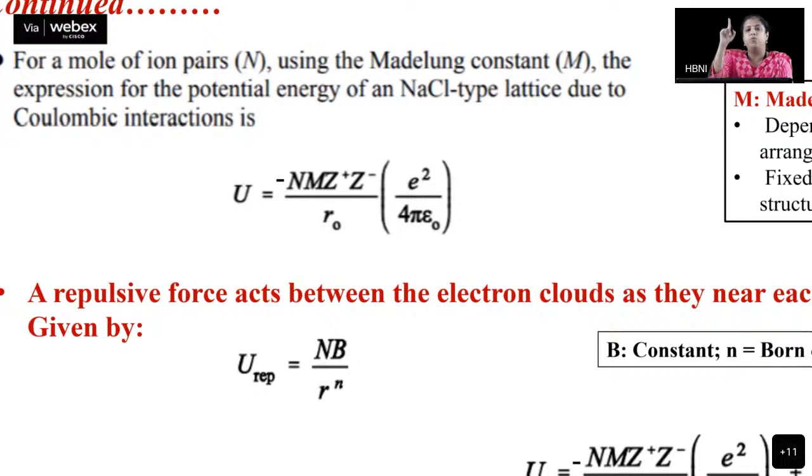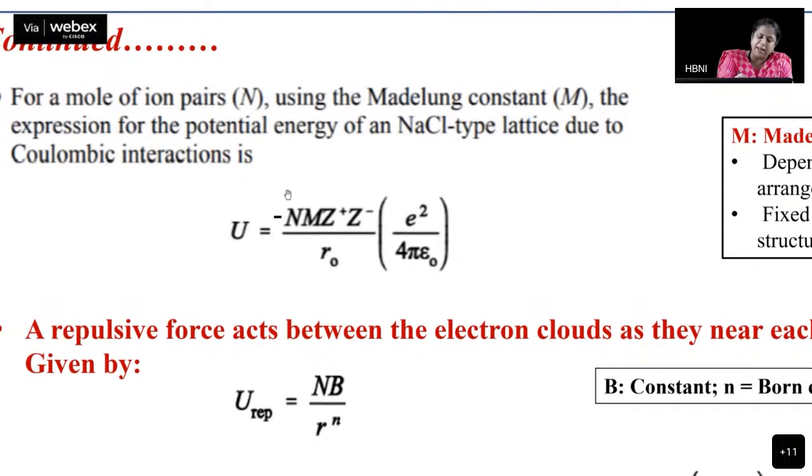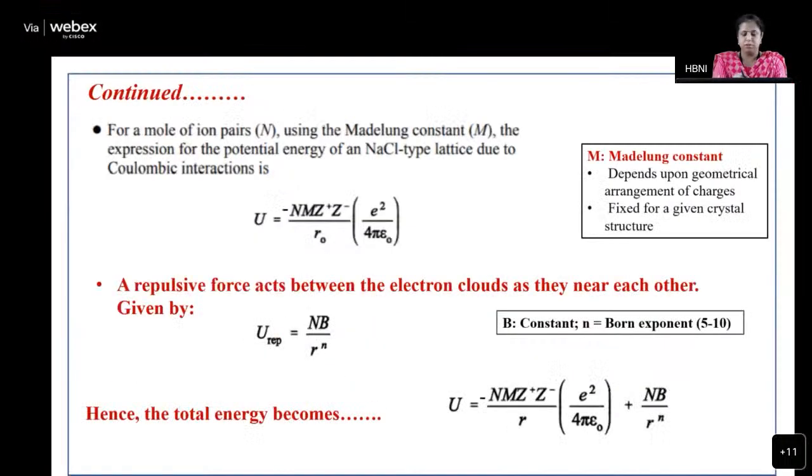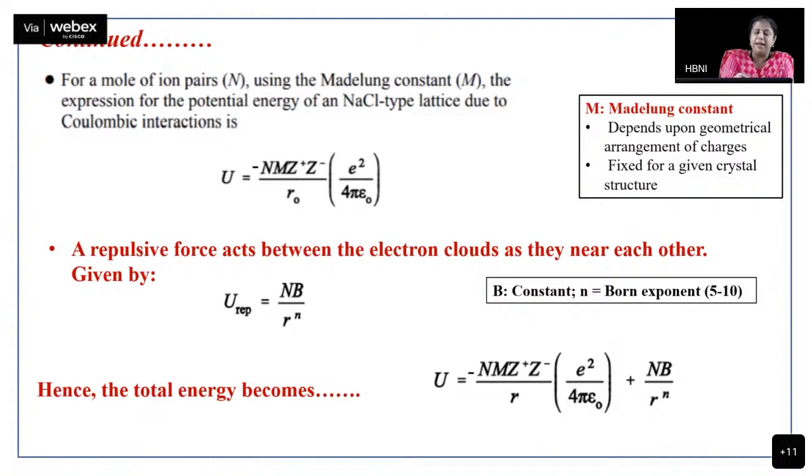Now that was the calculation of the energy for one sodium ion. Now suppose I have 1 mole of ions. I can multiply it by N. So now this becomes my expression for the summation of attractive forces.